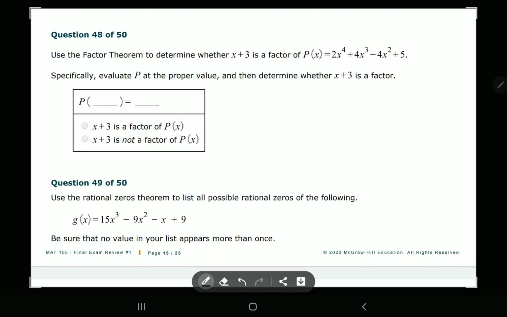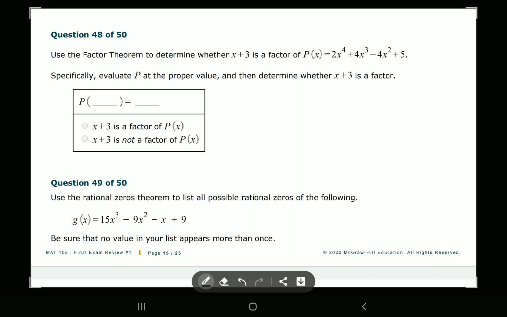Question number 48. Use the factor theorem to determine whether x plus 3 is a factor of p of x, which is equal to 2x to the fourth plus 4x to the third minus 4x squared plus 5. Specifically, evaluate p at the proper value, then determine if x plus 3 is a factor.